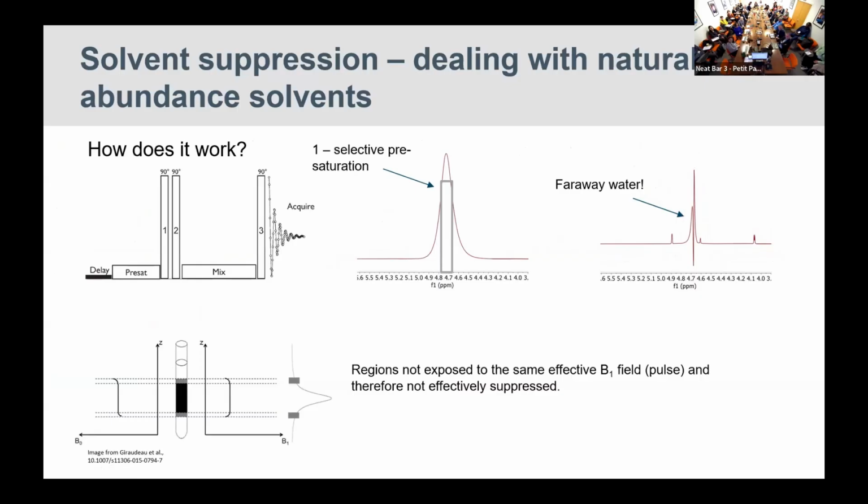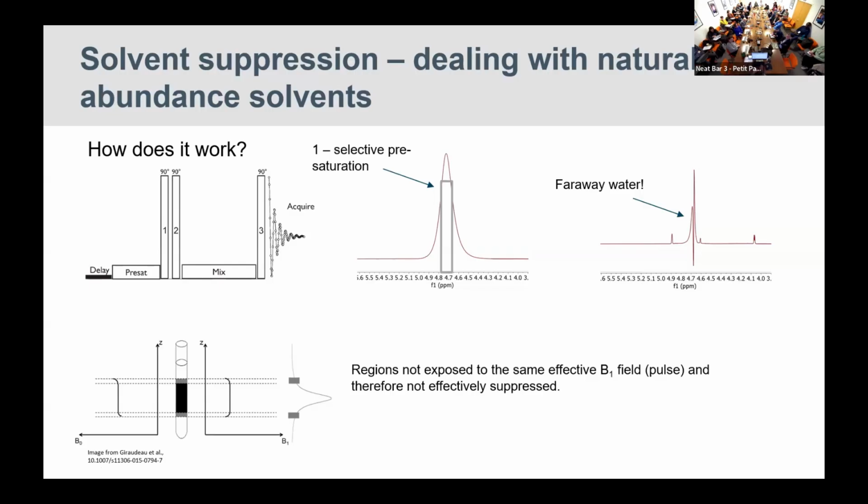What this faraway water means is actually that if you look at your NMR tube, you have a region where nuclei experience pretty much the same effective field when you have a pulse, but then on the boundaries you start to actually have nuclei that are not experiencing the same pulse, and therefore they are not effectively suppressed. Even if you do a very long pre-saturation, you can't get rid of that signal. So that faraway water is a problem when you're doing solvent suppression.